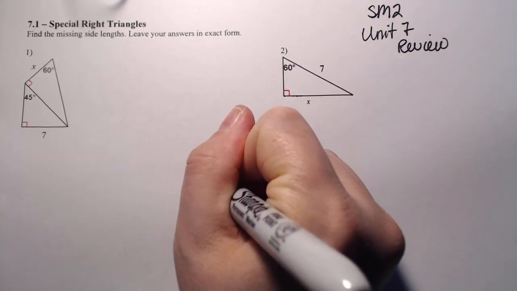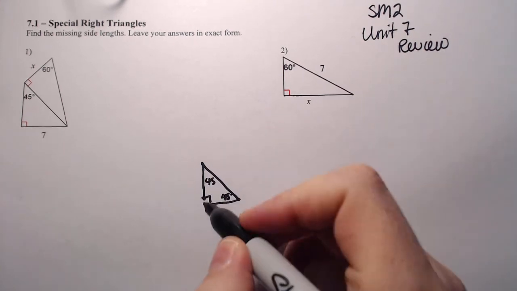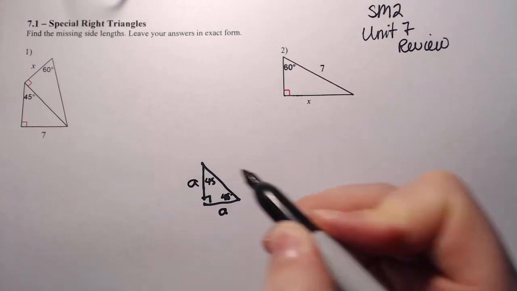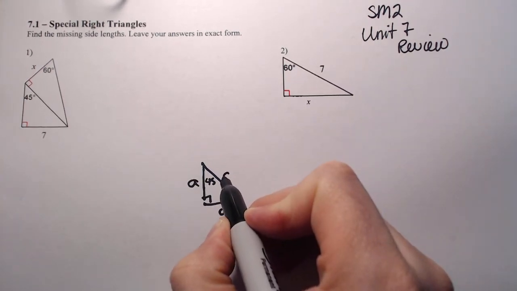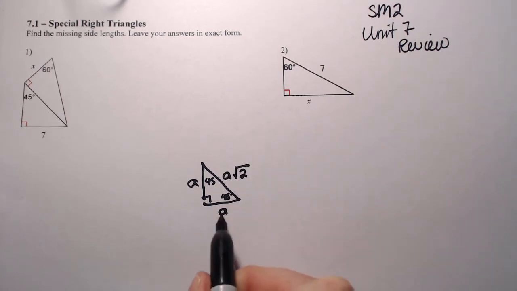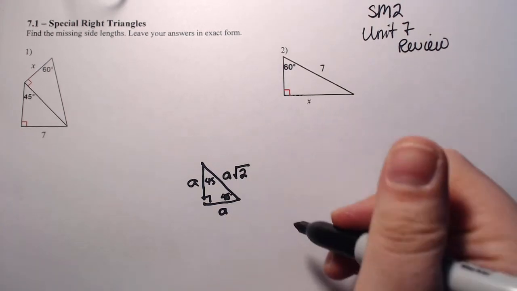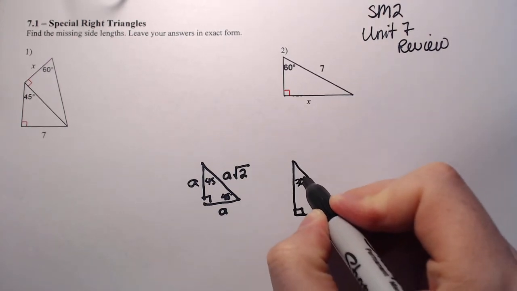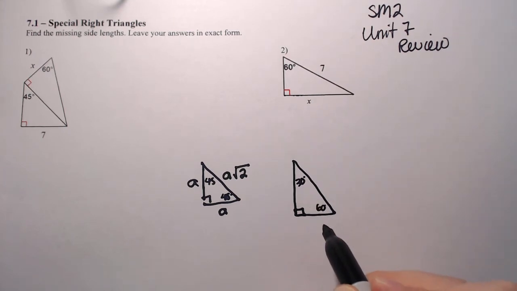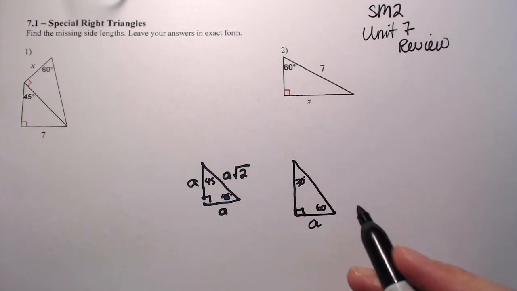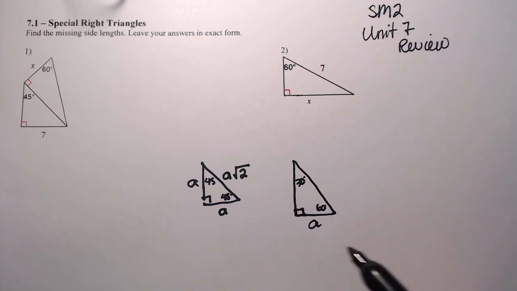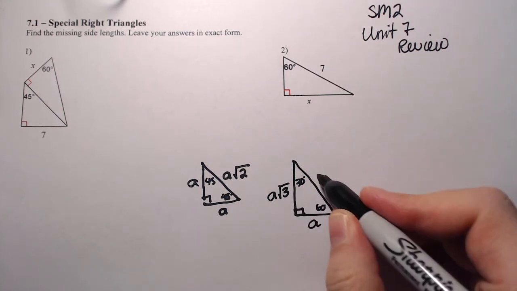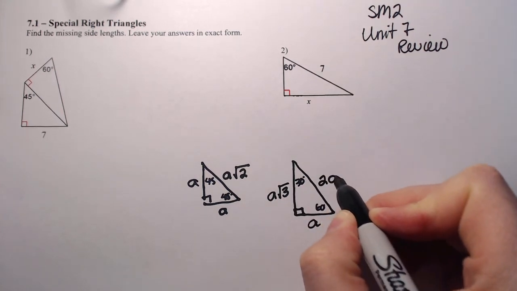So that can be my 45-45. Whatever this value is, I'm going to use A, because why not? That's going to be the same. And this is going to be whatever these side lengths are times the square root of 2. And then we also have a 30-60-90, where across from the 30 is going to be my short side. Across from the 60 is the longer side, and that gets multiplied by the square root of 3. And then your hypotenuse is twice this short side.